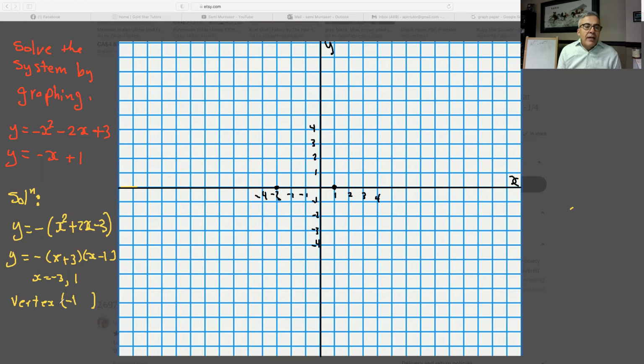And if I want to find the y value, then I just go y equals negative, and then I'll just sub in the -1 into the x plus 3, and then -1 minus 1. So that's 2, that's -2, that's -4, multiplied by a -1 outside, makes it +4. So my vertex is at -1 and 4. So basically, my parabola looks a lot like this.